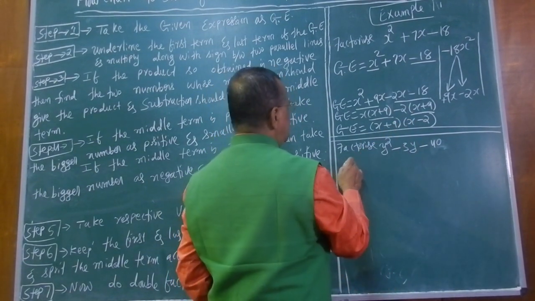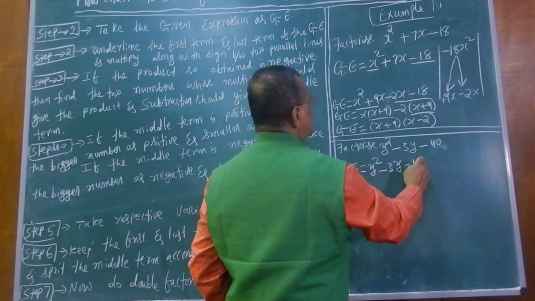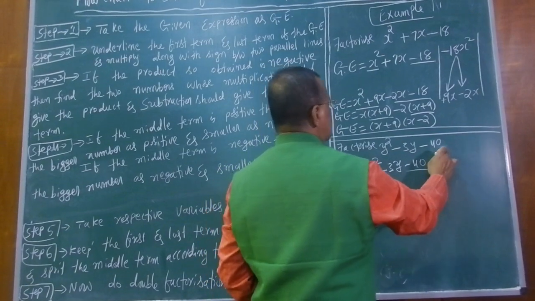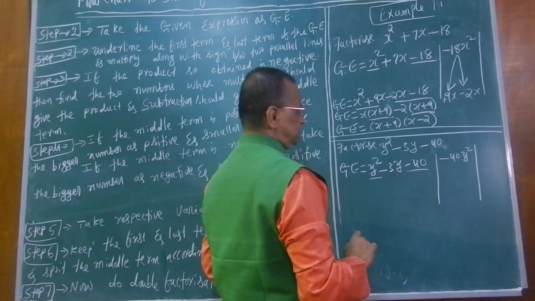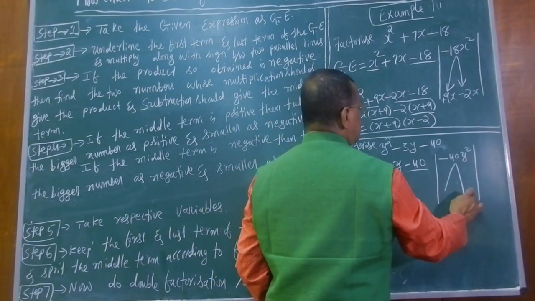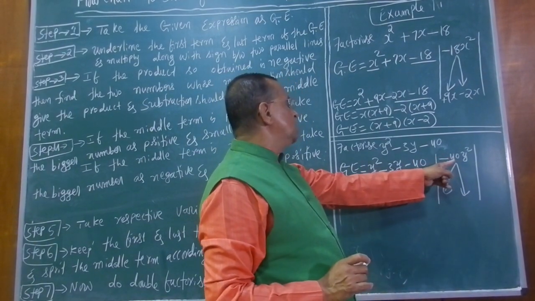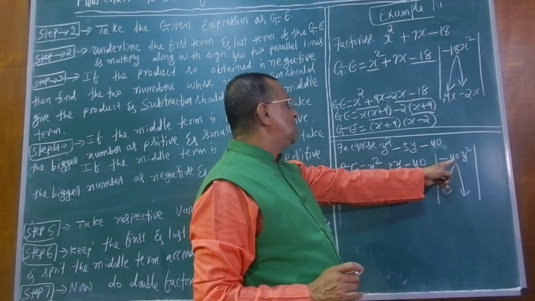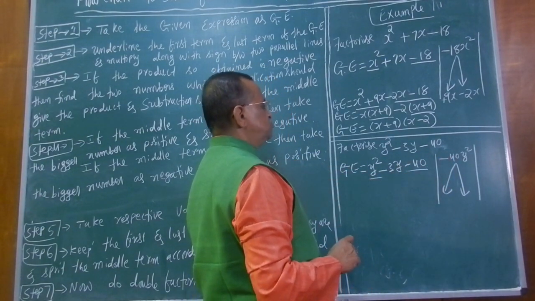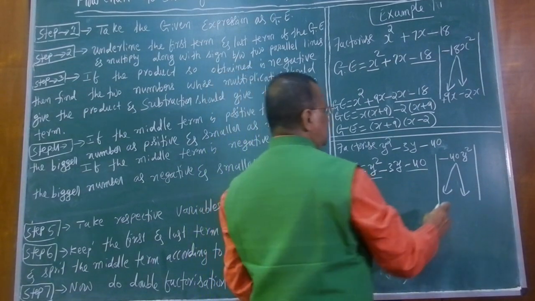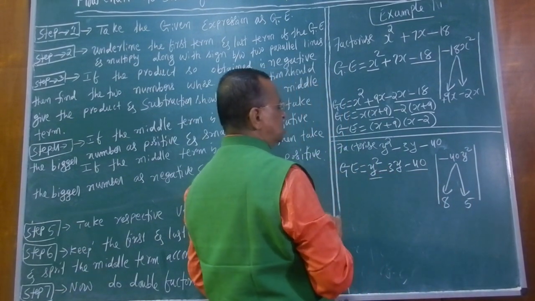In the second example, take the given expression as usual. Underline the first term and last term. Multiply along with sign between the two parallel lines. In this example, we got minus 40y square. We have to find the two numbers whose multiplication should give the product, that is 40, and subtraction should give the middle term 3. So easily we can say 8 5s are 40, and 8 and 5 subtraction gives 3.